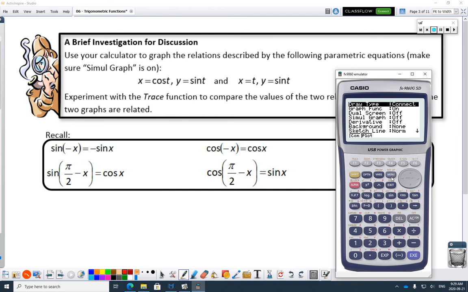And down there, you'll see simulgraph is off. It wants it on. So to turn it on, it's weird how you have to turn it on. I wish you could just press enter to switch it, but you don't. If you press F2, it'll turn off. If you press F1, it'll turn on. See, these menu buttons match up with the F buttons here. So F1, simulgraph is now on. Apparently they wanted that to happen.